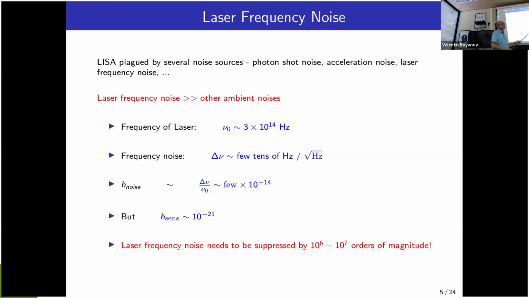Okay, so this is the kind of thing. But the other ambient noises, photon shot noise and so on, are quite at that level, basically. That's where you want to get to, and so it is important that you cancel this laser frequency noise. So this has been a problem. I mean, this has been a problem since people thought about space detectors, not in the 1990s, but in the 1980s or 90s.